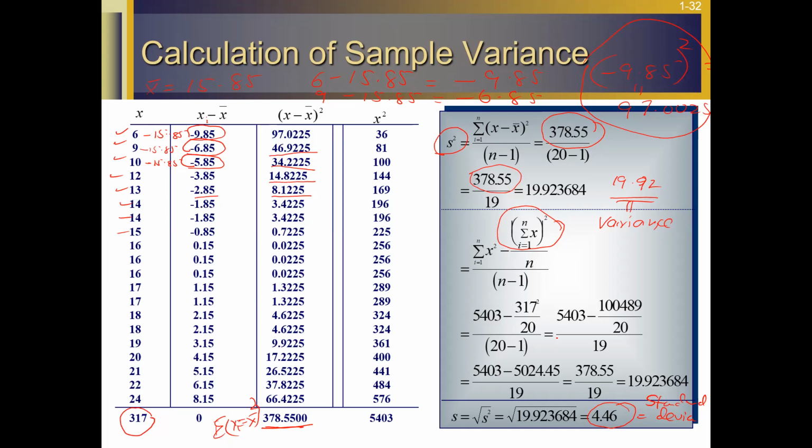So try it out with another example. That means get another data set and try to find the variance and the standard deviation, and also the other measures: mode, median, and the mean. Clear?